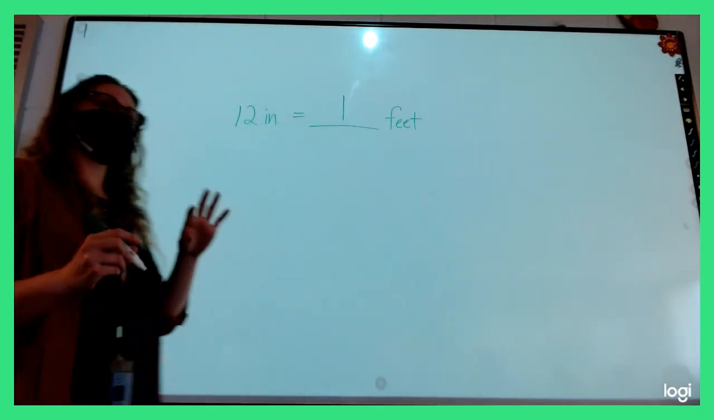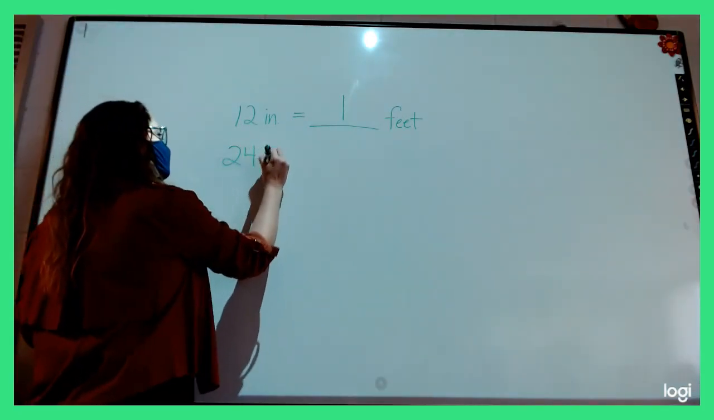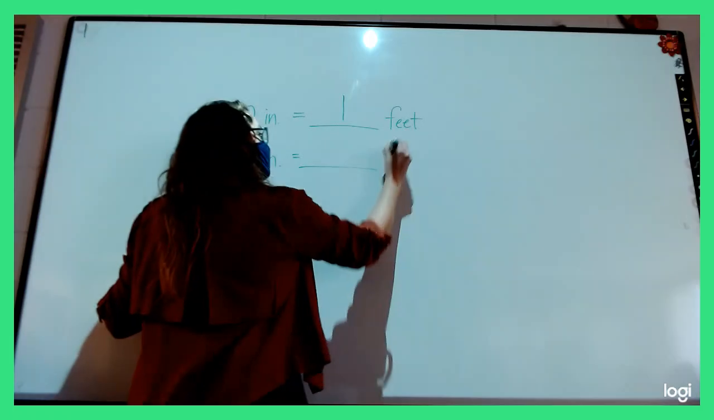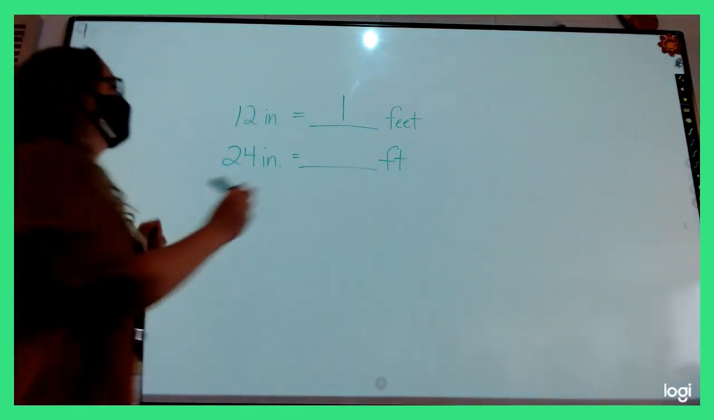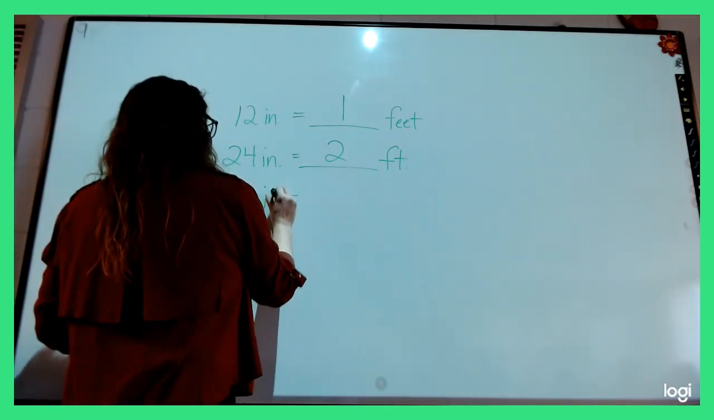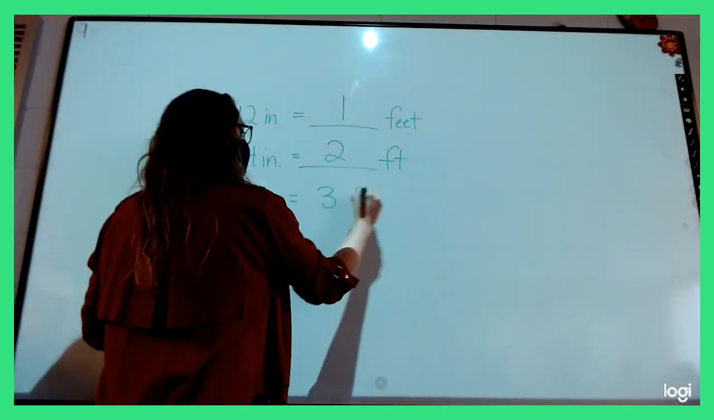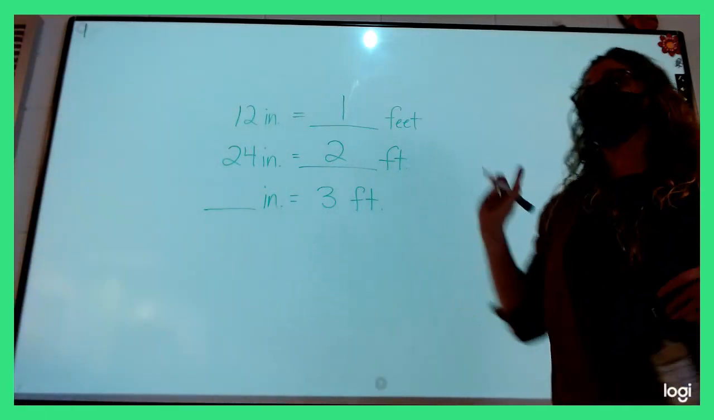So let's make it a little harder. What if I had 24 inches? How many feet would I have? Someone raise your hand and tell me. Josiah? 2. All right, now let's kind of reverse it. If I have 3 feet, how many inches do I have? We can also convert the other way.